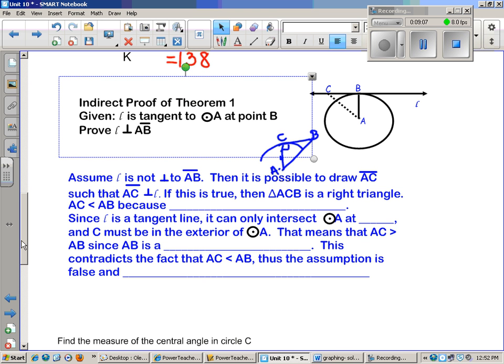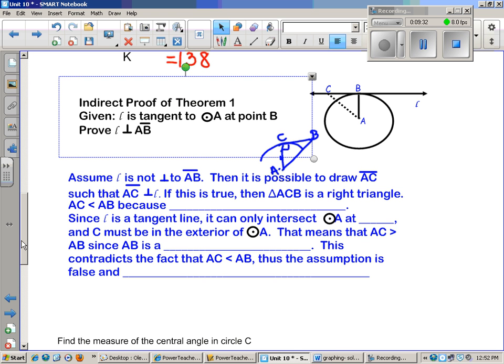Does that make sense? Like I said, you wouldn't have to write one from scratch, but you'd have to recognize an indirect proof. And it might even be something like, given this proof, write the statement you would have to prove for an indirect proof. So you'd have to say L is not perpendicular to AB, right?